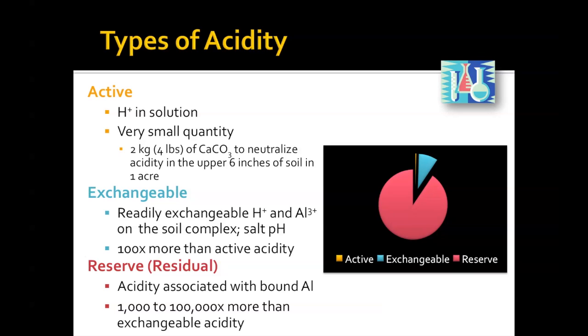But the readily exchangeable hydrogen and aluminum ions in the soil complex, there's a lot more than the active acidity that you see, and fortunately we don't see that in most natural soils. There's a lot of reserve or residual acidity. If you break that soil down even more, you have a lot more acidity there. But in this discussion, really what we're going to talk about is active acidity.